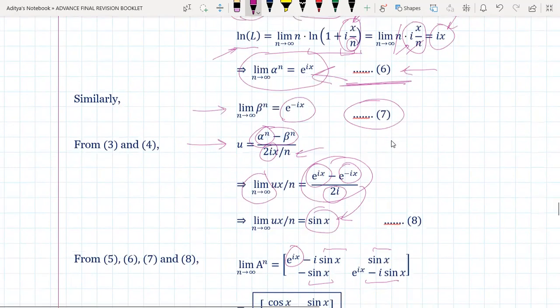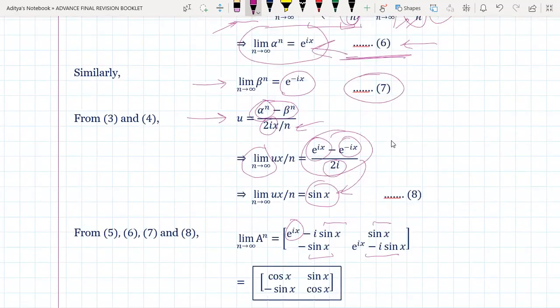Once we get that and you simplify using e power i theta, we know it is equal to cos theta plus iota sine theta. This is the final answer that we get.